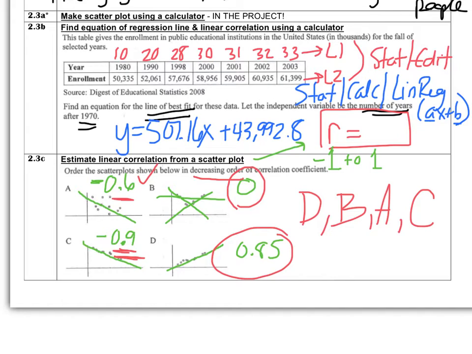So DBAC. Now if it said in increasing order, be careful, increasing order would be from the smallest number to the largest. So in that case, if it was increasing, you would start with the C, and then you would do the other letters next.